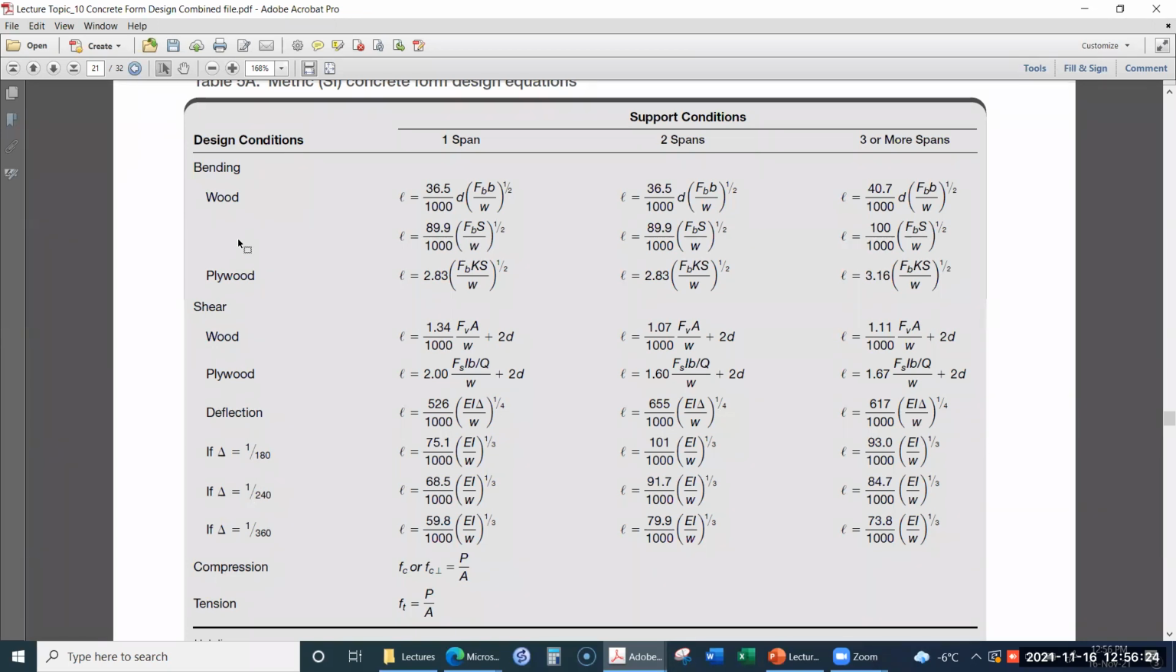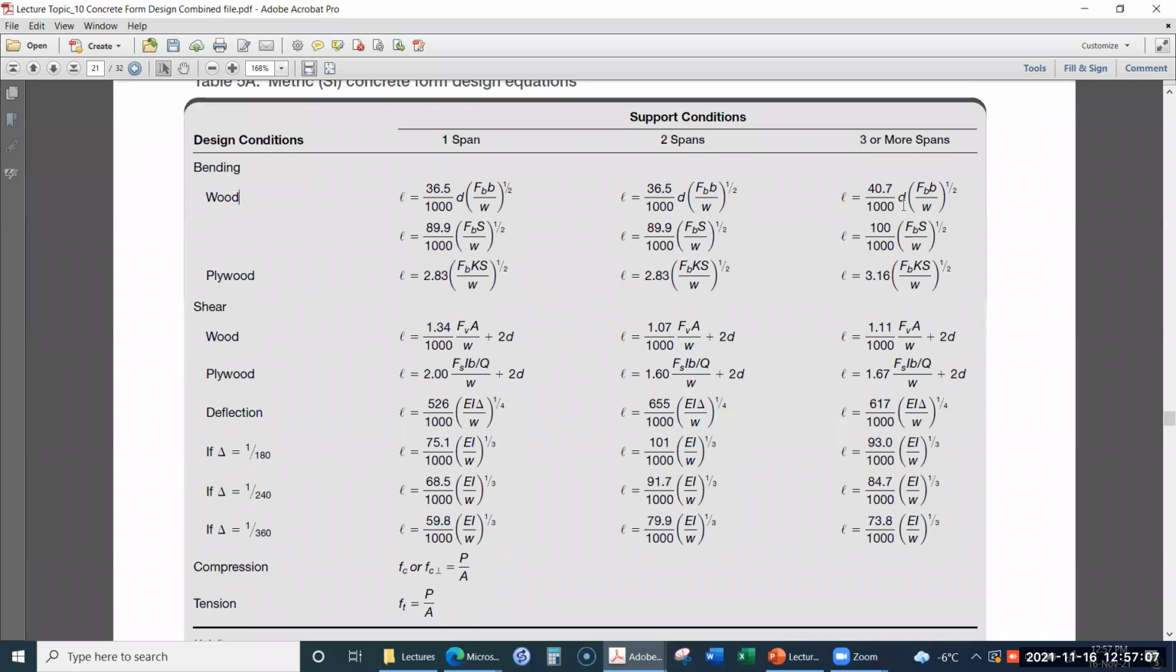For this, each of these design conditions has been provided for the support conditions. In the current situation, we are assuming that each of these joists and the stringers have 3 or more spans. So we will use the equations in this column over here. We will use this first equation for the joists: 40.7 over 1000 times D, which is FBB over W.